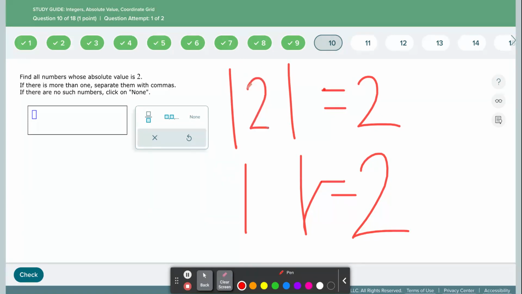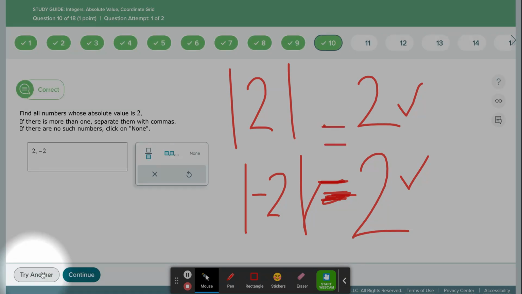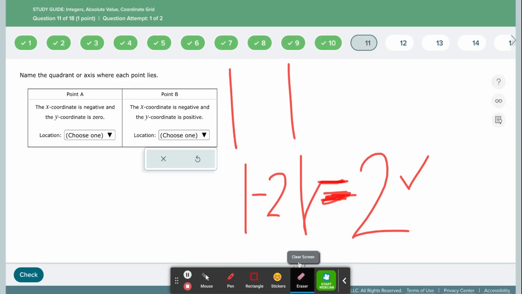So if I put 2 in here, would that give me the absolute value of 2? Sure would, right? That's a true statement. If I put in a -2, would that give me an equal sign? This is an equal sign, okay? Is the absolute value of -2 +2? Sure is. So we actually have 2 answers here, right? We have a +2 and we have a -2. Yay. Moving on.